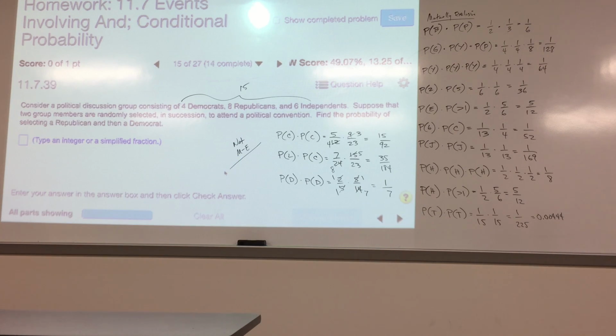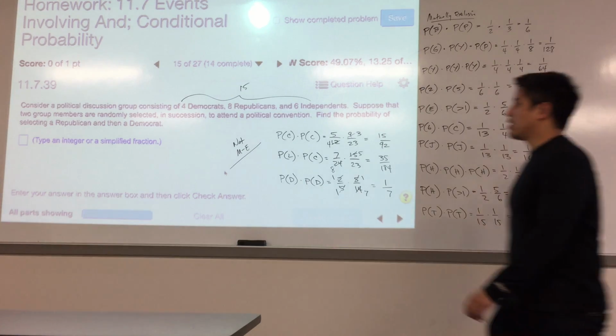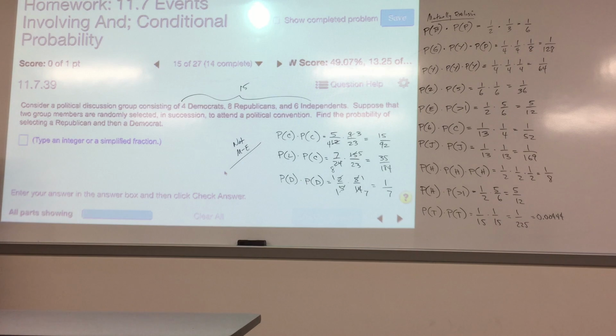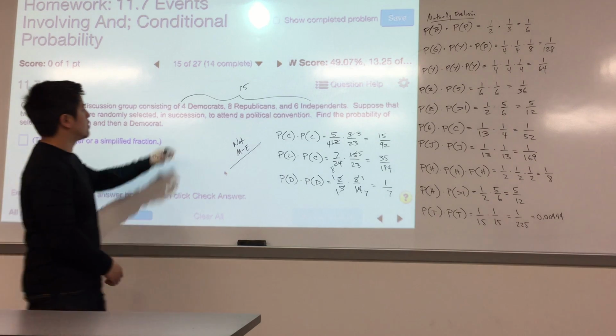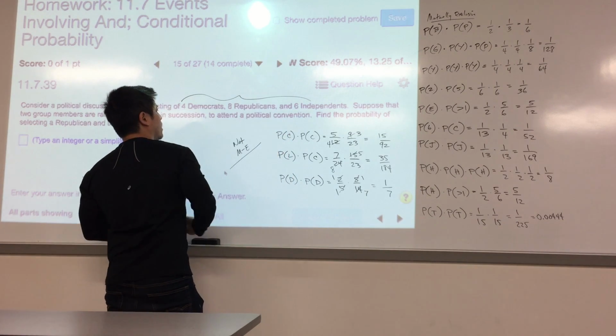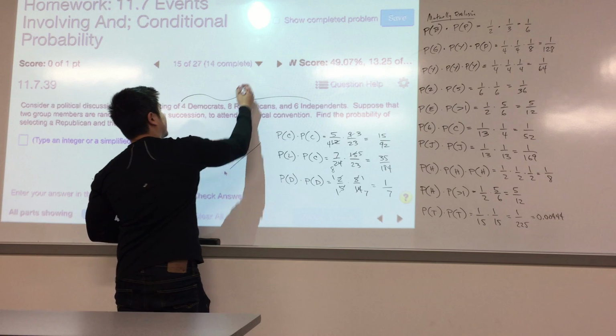Last section is hard. Much harder. All right, let's keep going. Same concept here, still dealing with politicians. Consider a political discussion group. There they are. Are there 15? 12? No, there aren't. There are 18 this time.